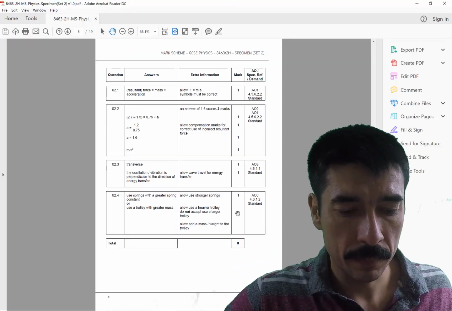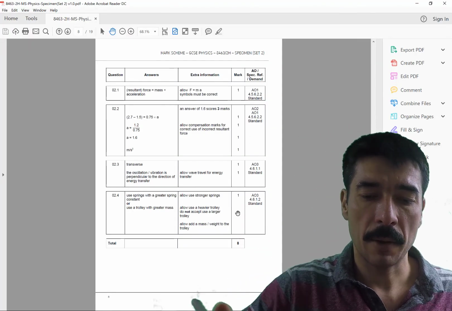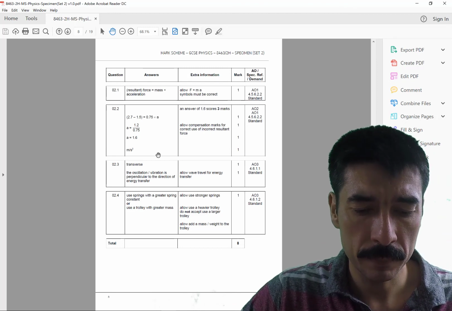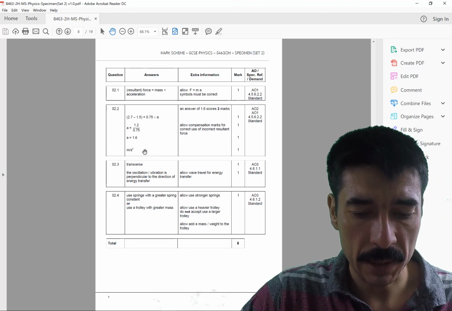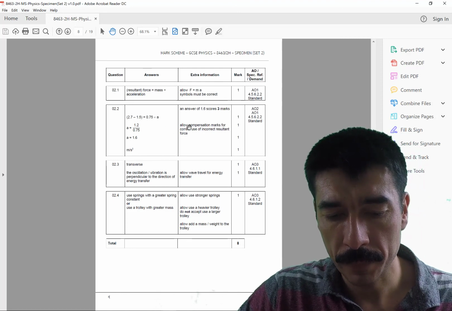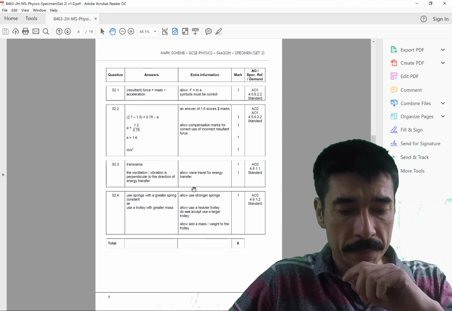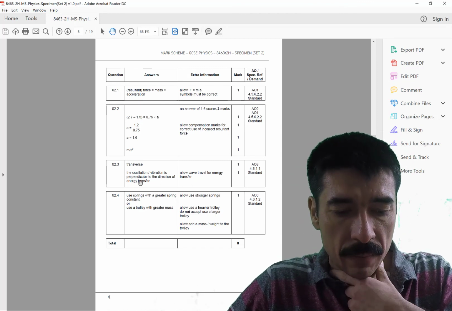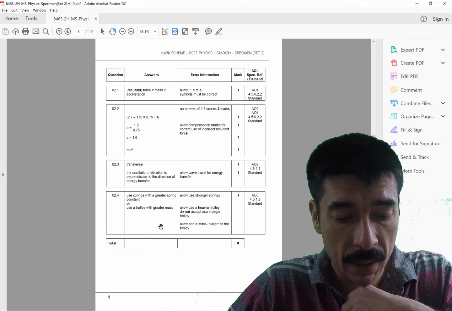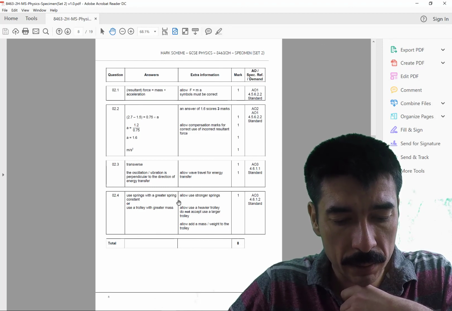Right, so F equals ma, yes, we got that. 1.6 meters per second squared, I got the right answer. They've shown the, so you've got a mark for resolving the forces. Transverse, the vibration is perpendicular to the direction of energy transfer, yes, I think I've got the mark for that. Finally, use springs with a greater constant.